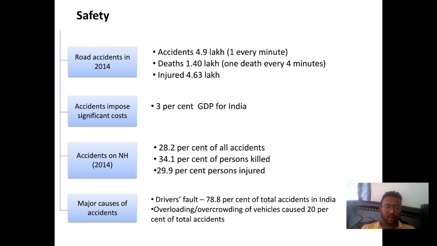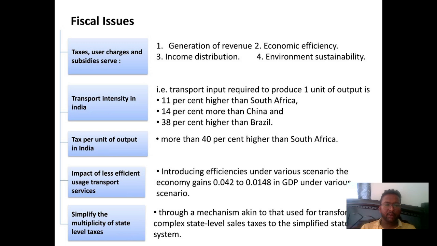Major causes of accidents. Drivers' faults account for about 78.8% of total accidents in India, and overloading or overcrowding of vehicles caused 20% of the total accidents. Fiscal issues: taxes, user charges and subsidies serve generation of revenue, economic efficiency, income distribution and environmental sustainability. These are the issues regarding taxes, user charges and subsidies.